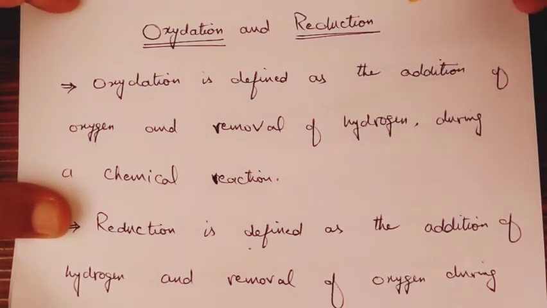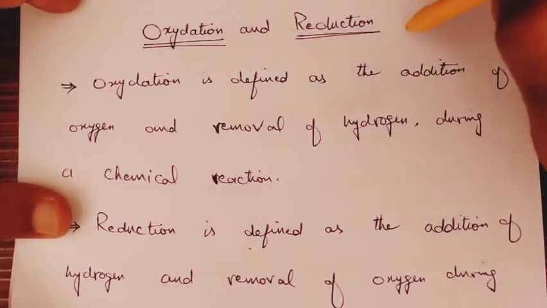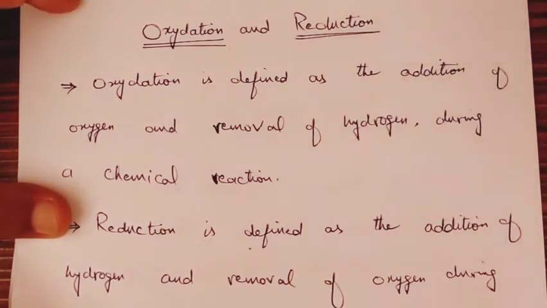Today our topic of discussion is oxidation and reduction reactions. We will discuss oxidation and reduction one by one. There are two definitions of oxidation and reduction. The first definition is in terms of loss or gain, or removal or addition of an atom, and the other is the loss or gain of an electron.